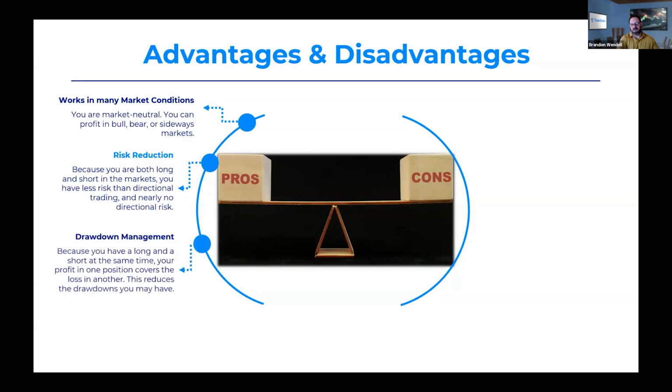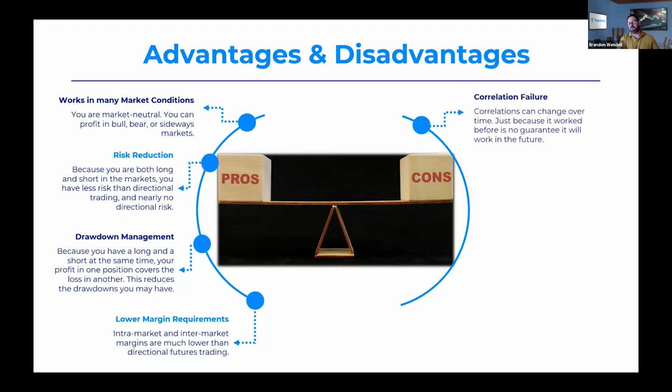You also have drawdown management. They're higher probability trades because we had that reversion to the mean. More often than not, you're going to go back to the average at some point. And I mentioned lower margin requirements means you can trade using less capital tied up.